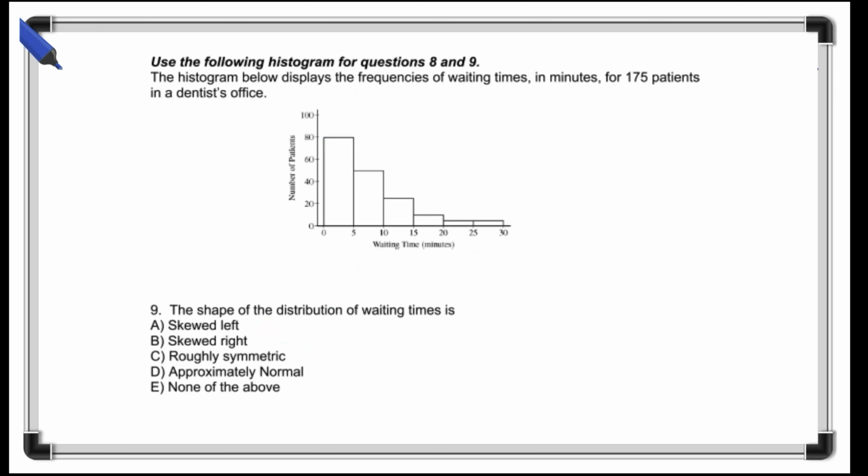All right, here we're going to figure out what the shape is. So we look at the shape. Okay, it is skewed, right? You got that little tail there that's skewed to the right. So that is option B.